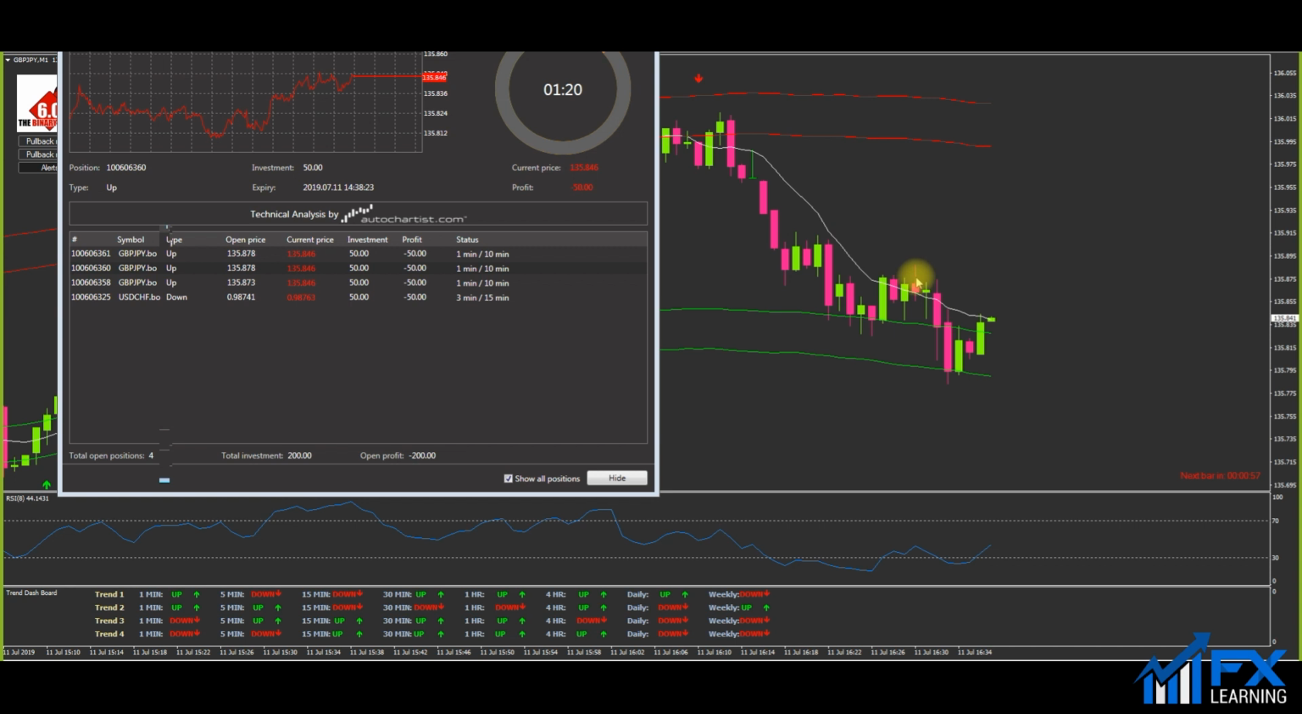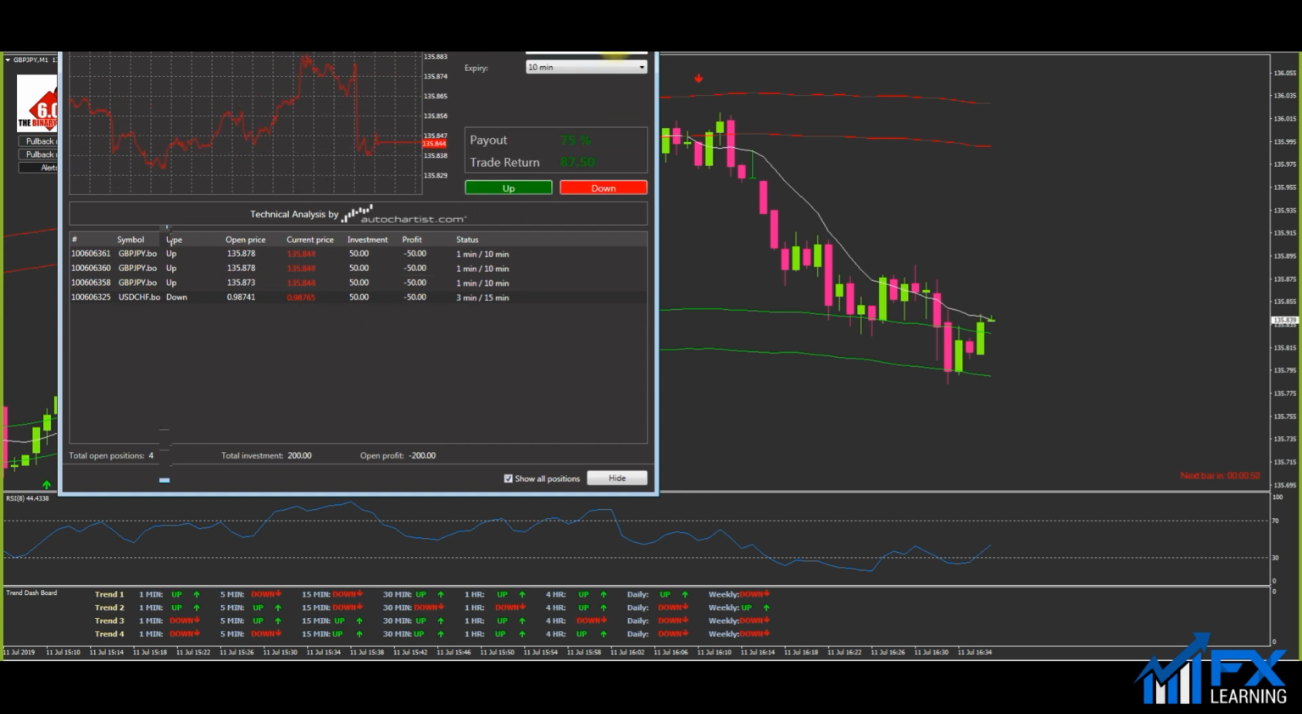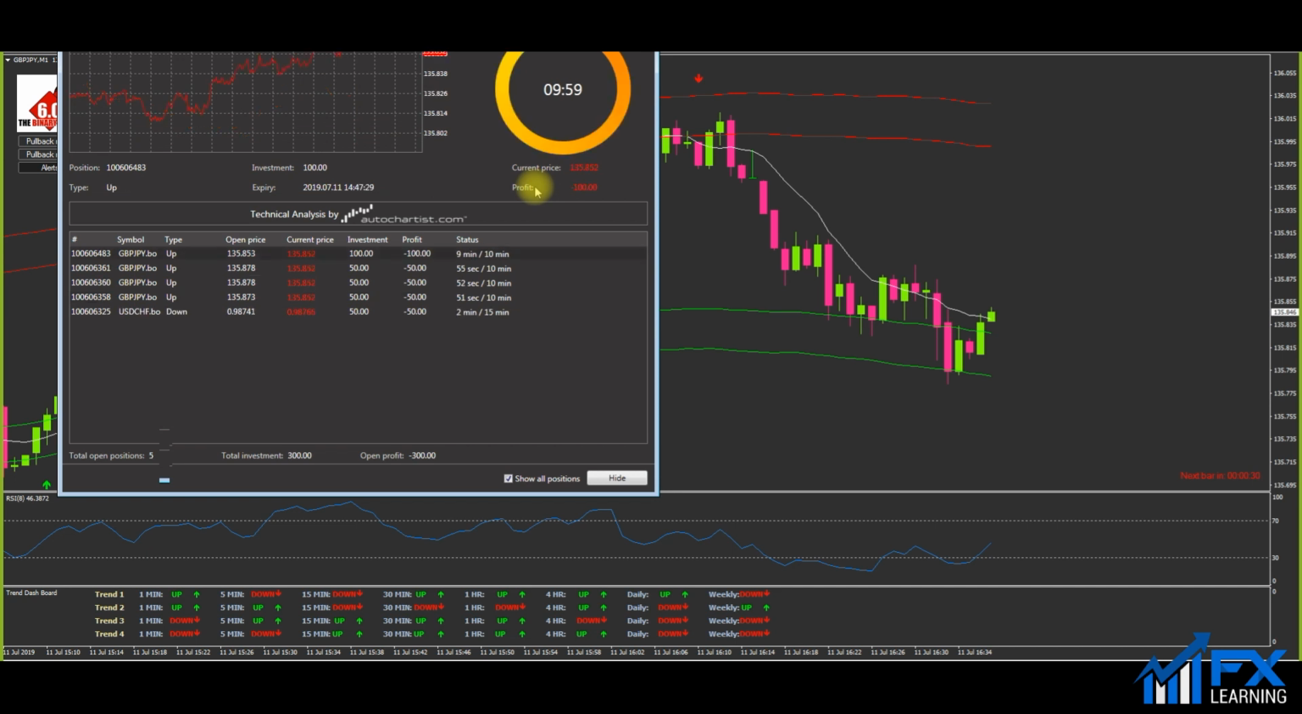Okay, see what happens now. If this candlestick stays green, I am going up. What did I put? 50 quid. Let's up this to 100. Wait for the price to pull down a little bit. Okay, I've entered again on a £100 trade now.